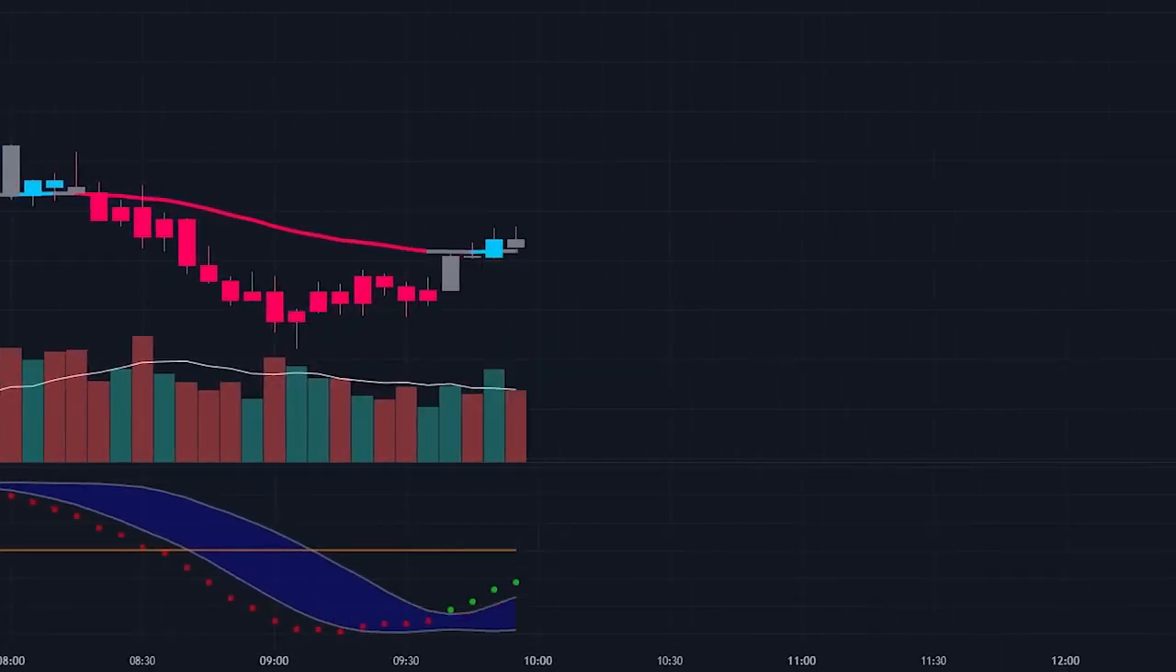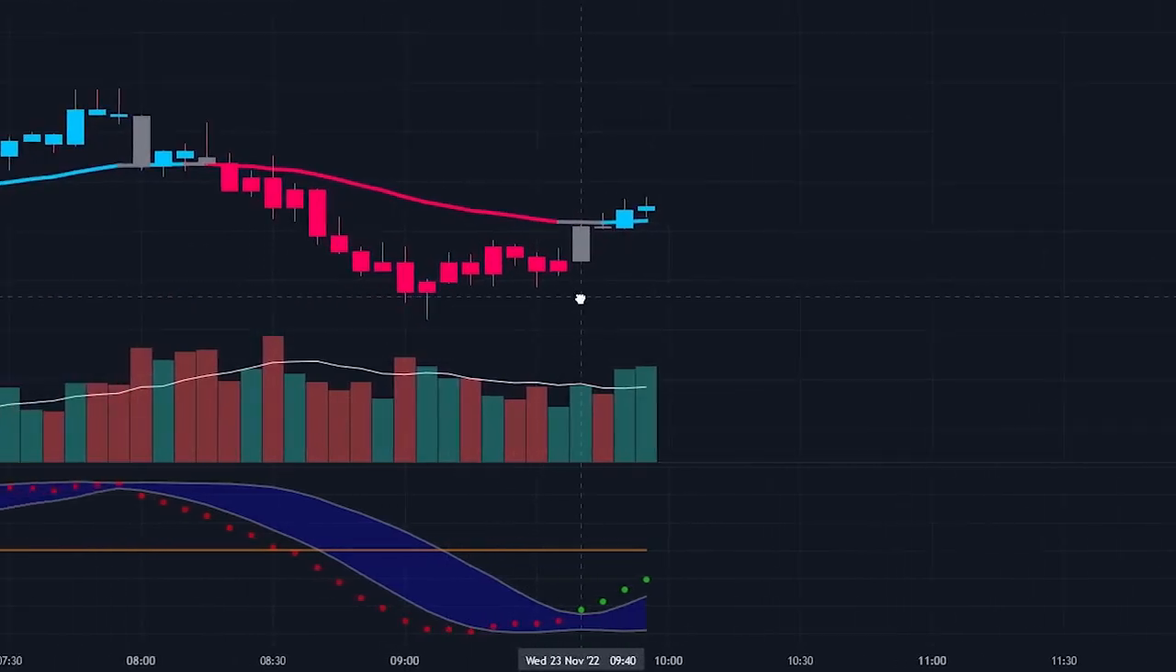We can see here that the MACD has turned green. However, we won't be entering into the position because the switch happened below the 0 line. Now let's take a look at a sell signal.